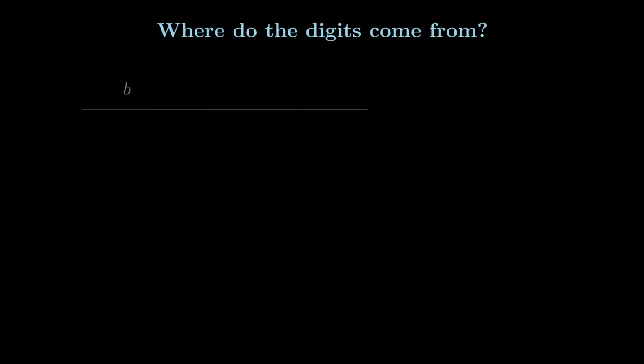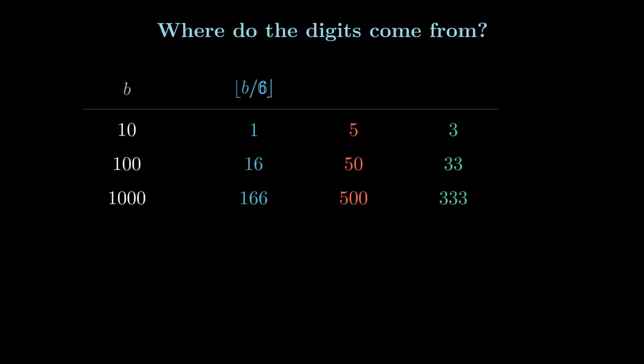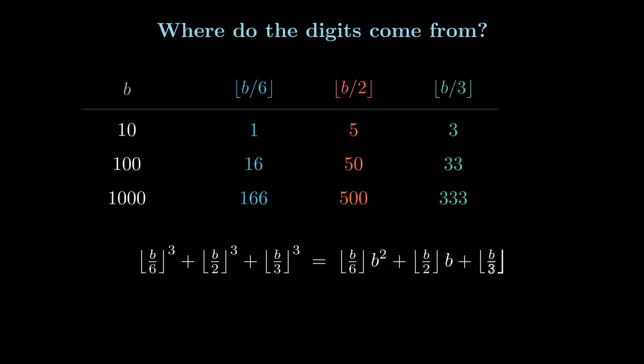So, where do the digits come from? Let's put the three rows in a table. Divide each base by 6 and round down, and we get the leading digit. Half each base, and we get the middle digit. And divide each of the bases by 3 and round down to get the units digit. Let's state this as an identity in general and ask the question, for which bases b does this identity hold?